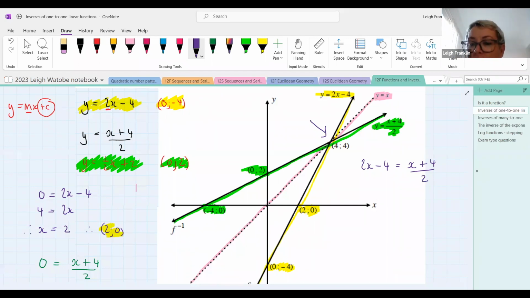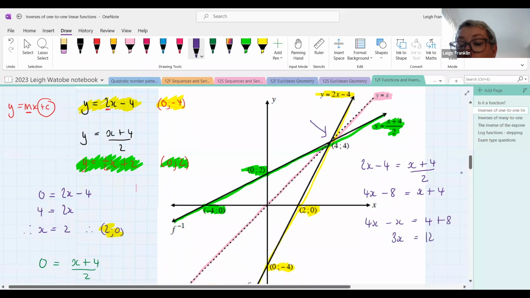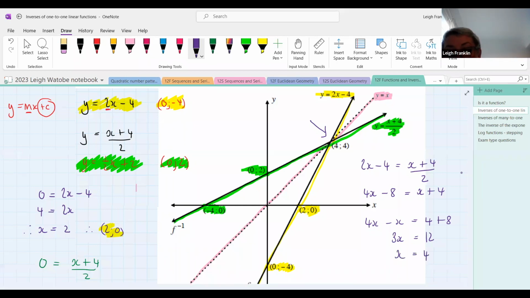Because this is a linear equation, I'm going to multiply each term in the equation by 2 in order to get rid of the denominator. So this would become 4x, this would become minus 8, and this would become x plus 4. Collect x's one side, numbers the other side. I now have 3x is equal to 12. I'm going to divide both sides by 3, and x would be equal to 4. Okay, and that's why they've got that 4 over there that I've just put a little purple circle around. That's where that comes from.